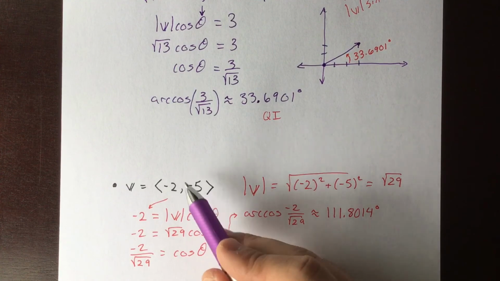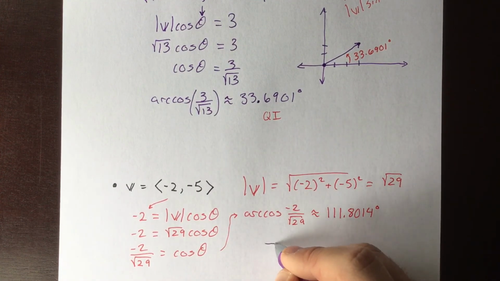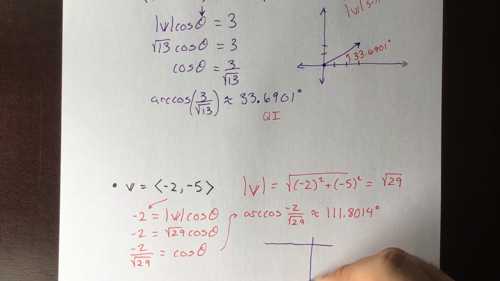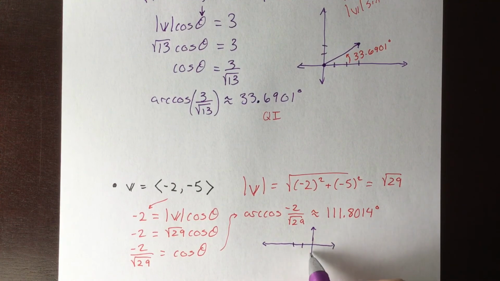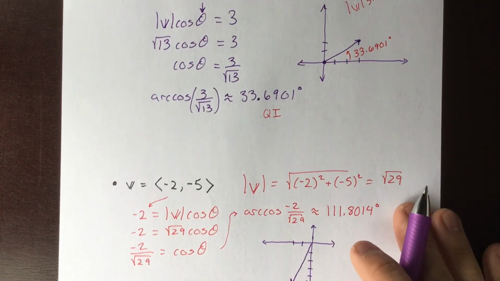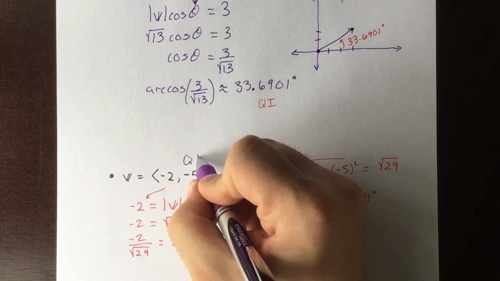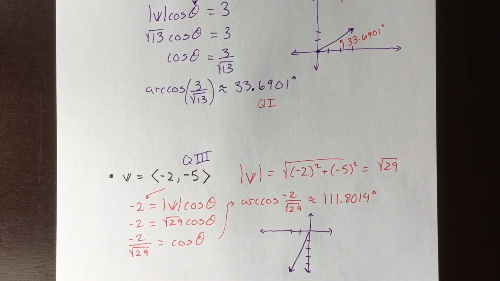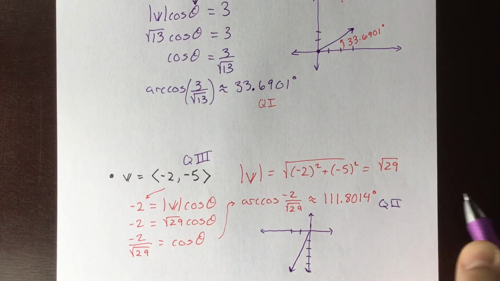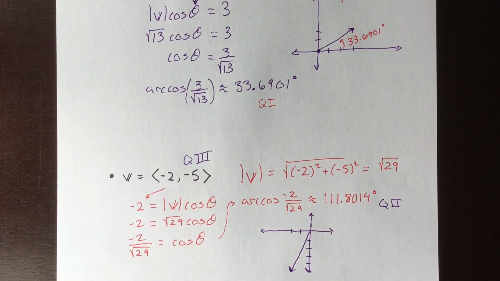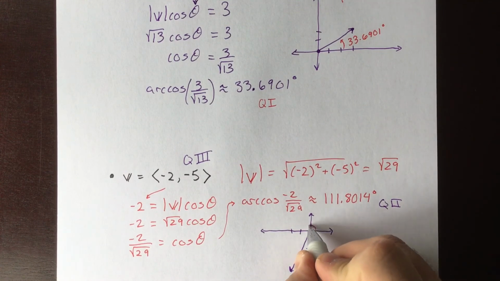So thinking of the horizontal and vertical components, this vector is -2, -5. Okay? This vector's in the third quadrant. What quadrant is our angle in? Yeah, our angle is in quadrant 2. That's not good. Okay? So we need to find what the actual angle is.